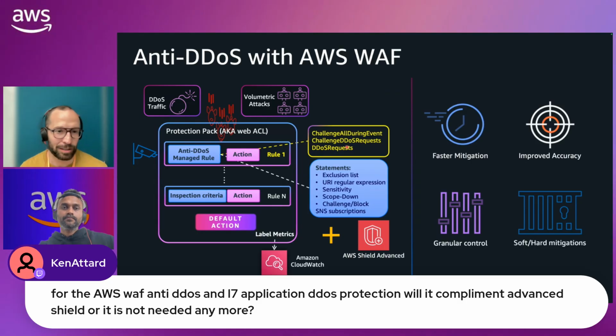If I'm understanding correctly, the anti-DDoS rule set is really the way to go now with protecting your WAF. Shield Advanced you can still probably use to get layer 4 information about what's happening, cost protection for layer 4, I guess. But ultimately for your layer 7, the anti-DDoS rule set is the way to go. Is that the way I understand it?